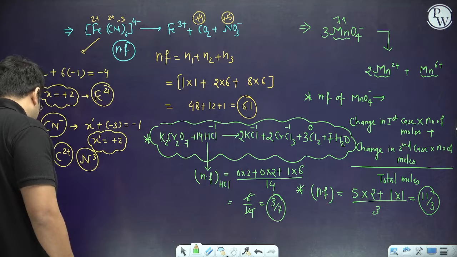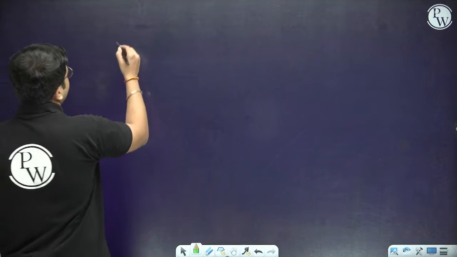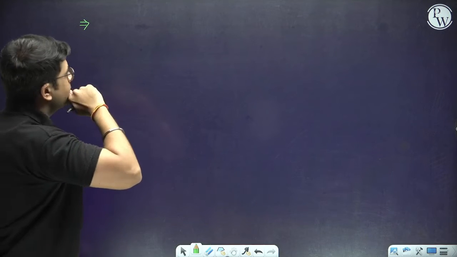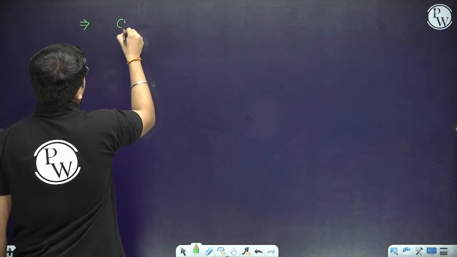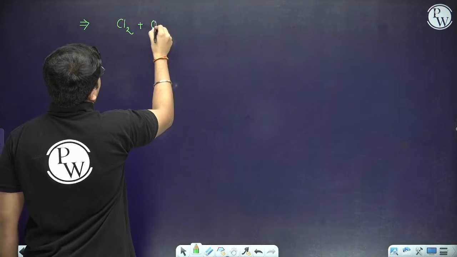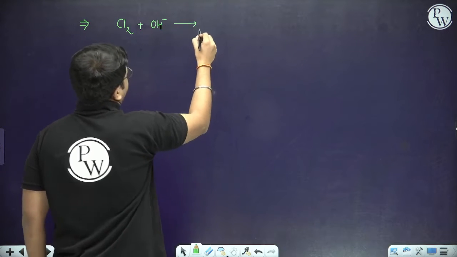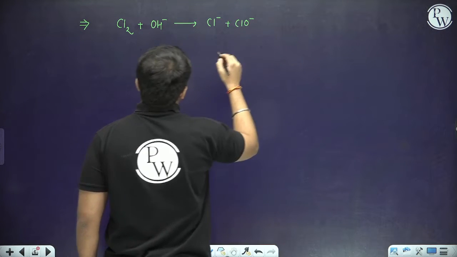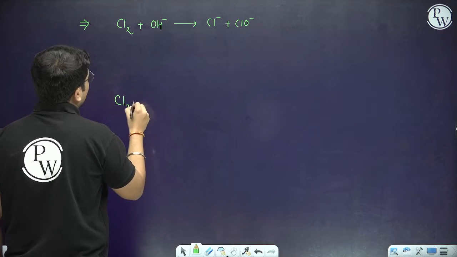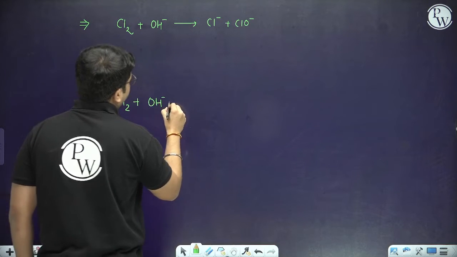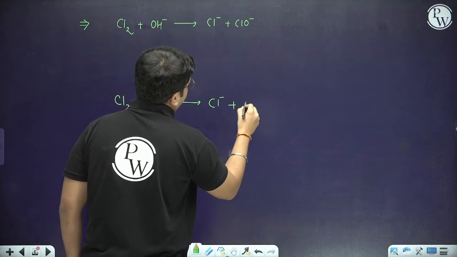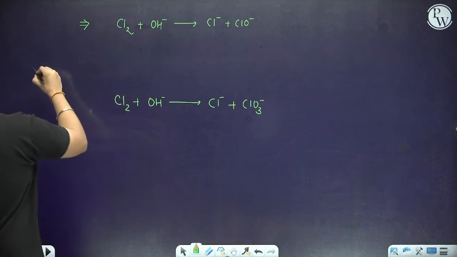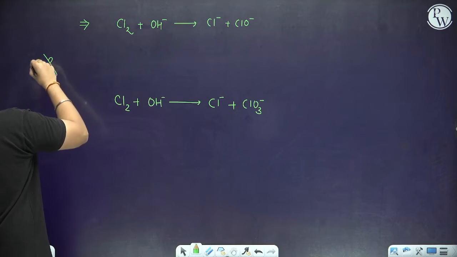Now there is one more case. Let's say that I have Cl2. In presence of OH negative, it is converting into Cl negative as well as ClO negative, and in one case Cl2 plus OH negative is converting into Cl negative plus ClO3 negative. So first thing in that case, it's a very important concept. It's the most important concept, I must say.